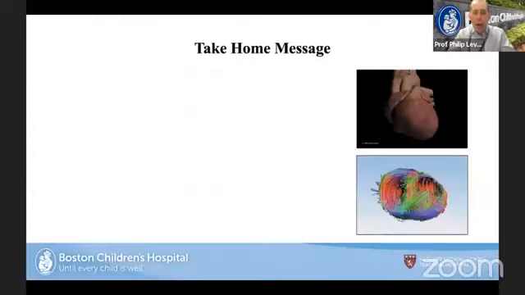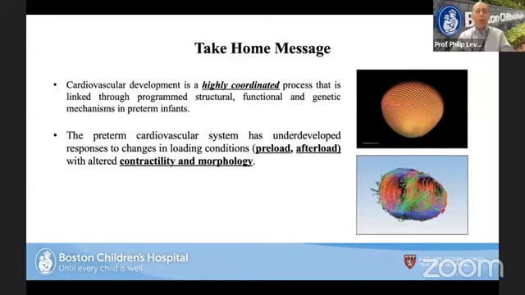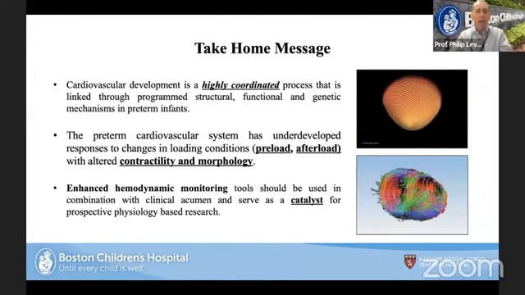So what I hope that I have shown you today, and thank you so much for having me, is that cardiovascular development is a highly coordinated process that's linked to programmed structural, functional, and genetic mechanisms in term and preterm infants. The preterm cardiovascular system is underdeveloped and responds to changes in loading conditions: preload, afterload, contractility. And I think enhanced hemodynamic monitoring, along with clinical examination, should be used in combination to serve as a catalyst for prospective physiology-based research.